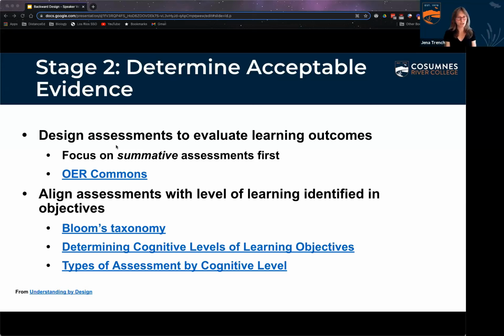But for those of you who may be watching this in a recording later on, we definitely want to make sure that there is an alignment there, that our assessments are assessing or evaluating the outcomes. And when we develop assessments using the backward design framework, we want to focus on summative assessments first. Summative assessments are those high stakes assessments, and we'll talk more about what that means, but these are like the big projects of your course. I've provided some resources here.